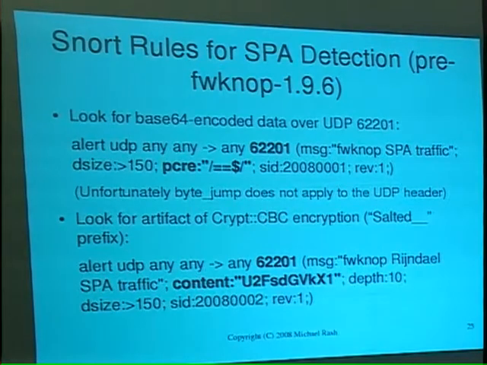And so, as I was looking at a bunch of SPA packets, I saw, wow, there's this sort of invariant section right at the beginning. What the heck is that? I wasn't expecting that, considering that every single SPA packet includes 16 bytes of random data right at the beginning. But that was being generated by the encryption algorithm itself. And so, looking for that for any pre-1.9.6 version of FWKNOP, you can write a Snort rule that would have a good chance of detecting SPA traffic this way.